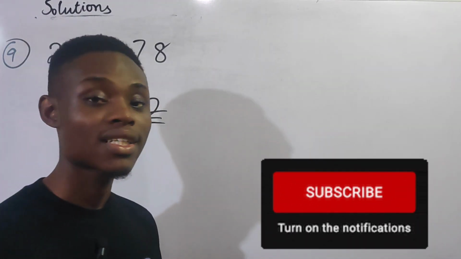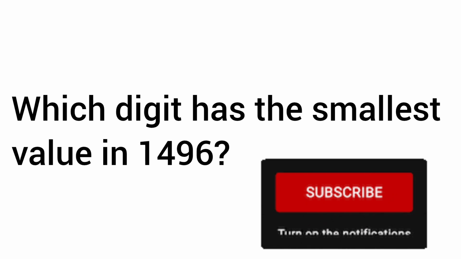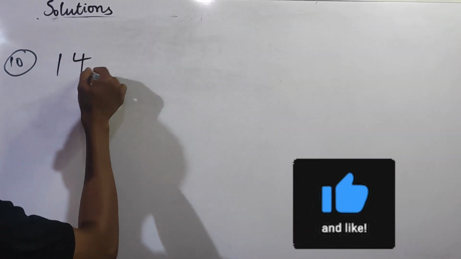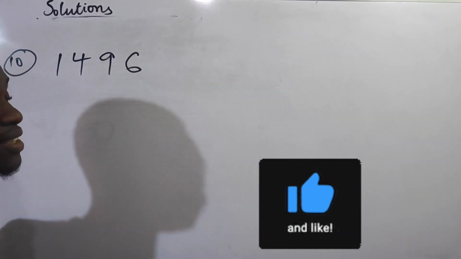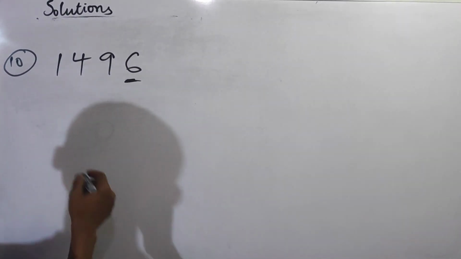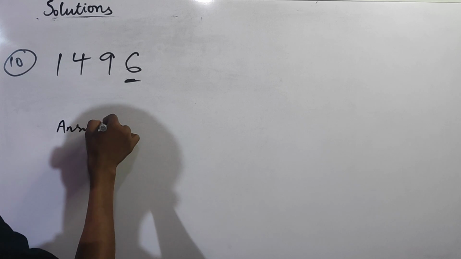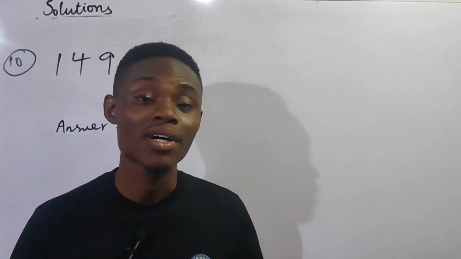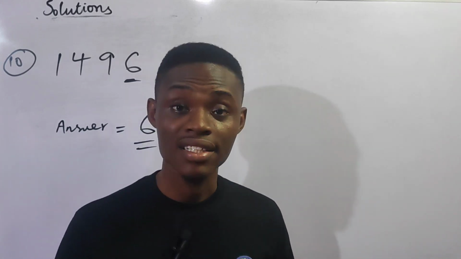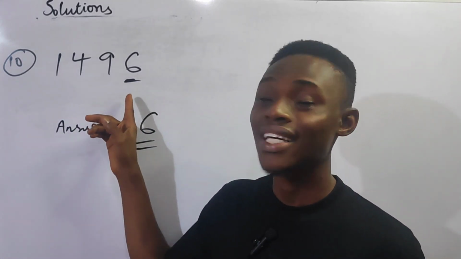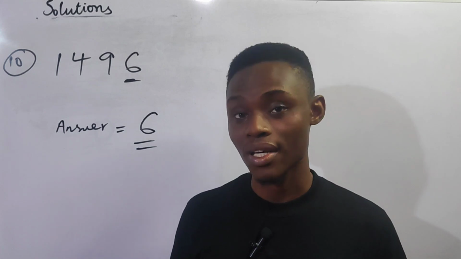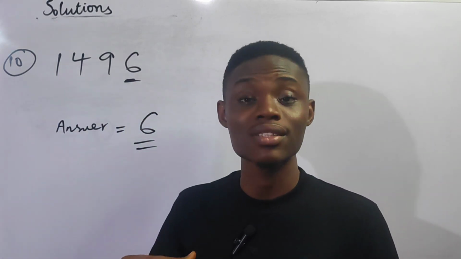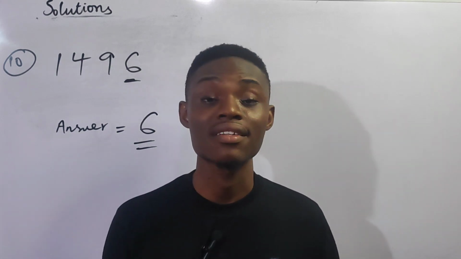The last question, number 10. Which digit has the smallest value in 1,496? The smallest is the last digit, which is 6. That is the number that has the smallest value. And the reason is that it is under the units place value. Okay? So the last digit is always the smallest, and the first digit is always the largest in questions like this.